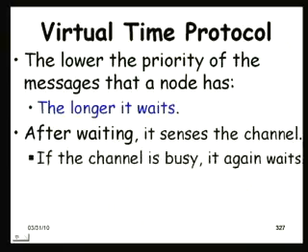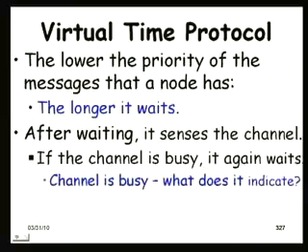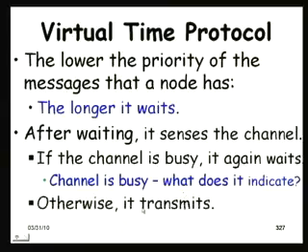So, after waiting for a certain time, it would sense the channel. If the channel is busy, it would wait again. If a node finds that the channel is busy by the time it senses, what would it indicate? It would indicate that a higher priority transmission is taking place. So, if it finds it idle, it knows that there are no higher priority messages, there can be lower priority messages, but no higher priority messages, and it would start to transmit.